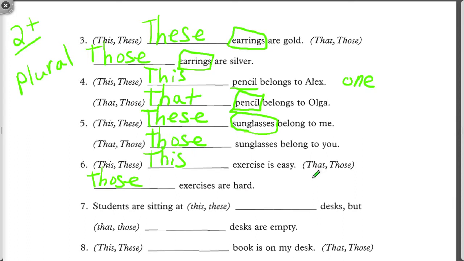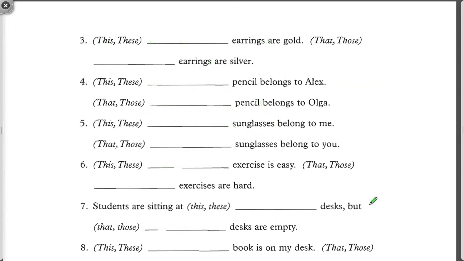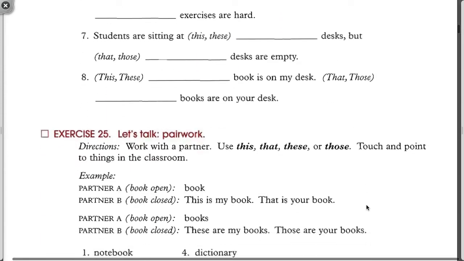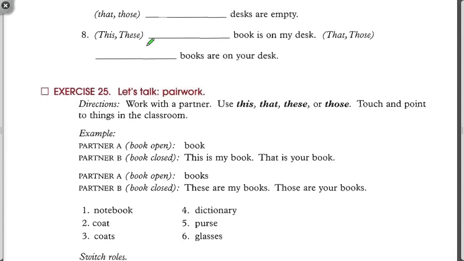Number 7, students are sitting at, what goes here? These desks, but those desks are empty. Number 8, this book is on my table. This book, but those books are on your desk.